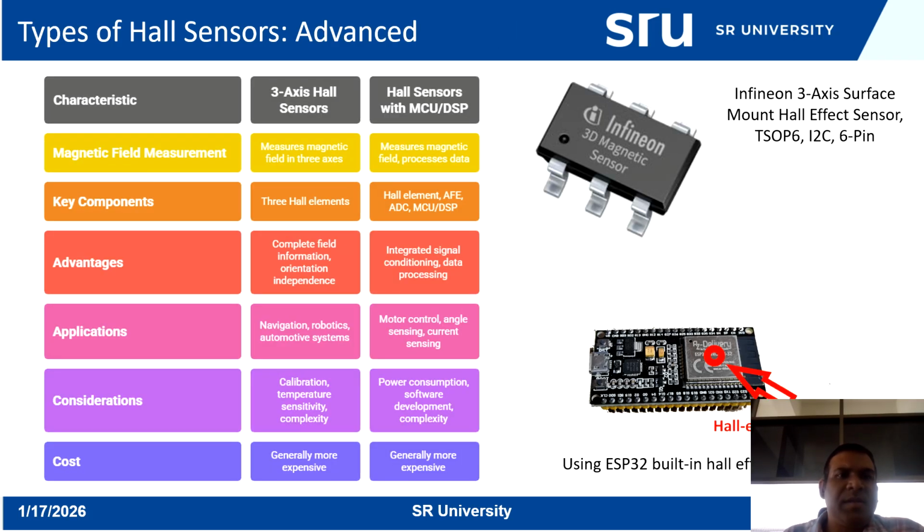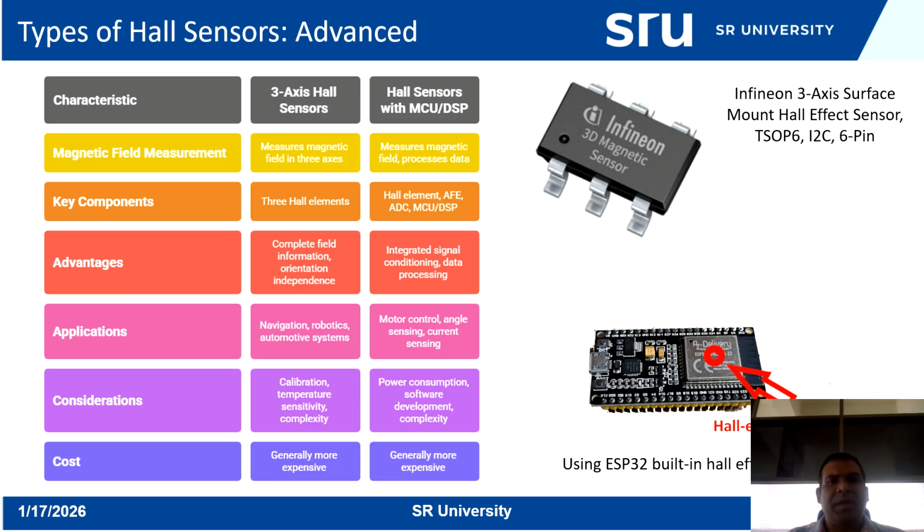Next, coming to the advanced kind of Hall sensor. This is also another type of Hall sensor. The advanced and special Hall sensors have two different types. One is called three-axis Hall sensors, and the second one is Hall sensor with built-in microcontroller or digital signal processor. These are very advanced nowadays. Most of the DSP applications use this particular sensor. So what is a three-axis Hall sensor?